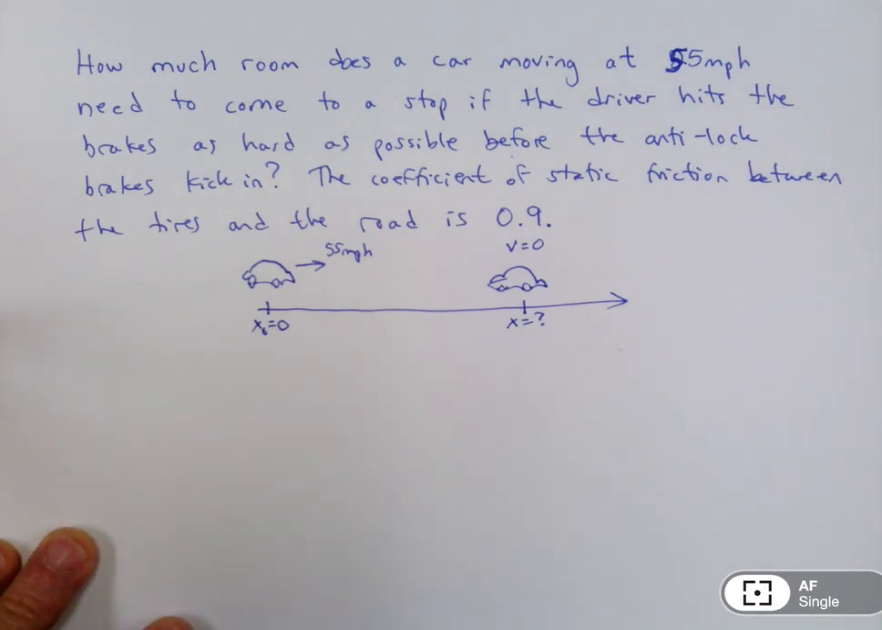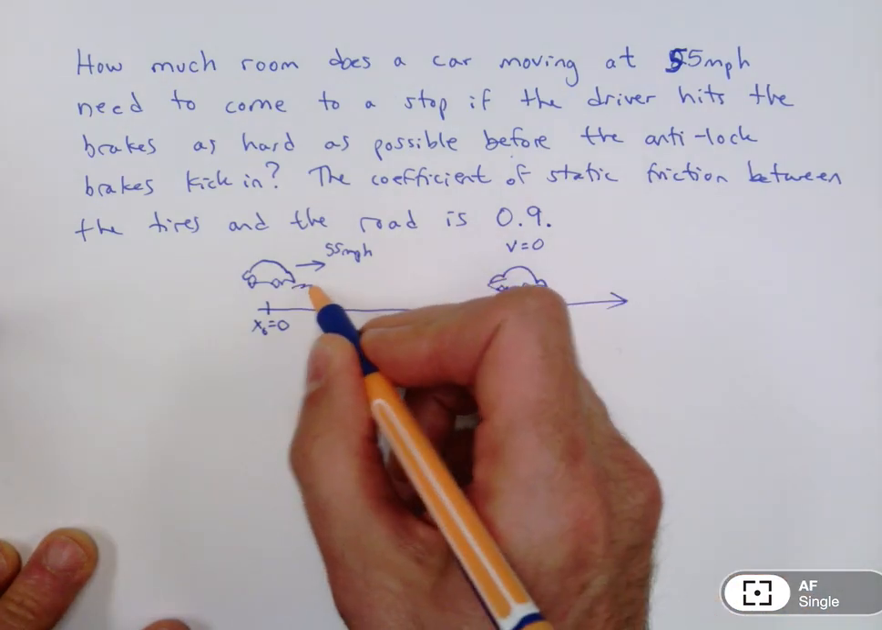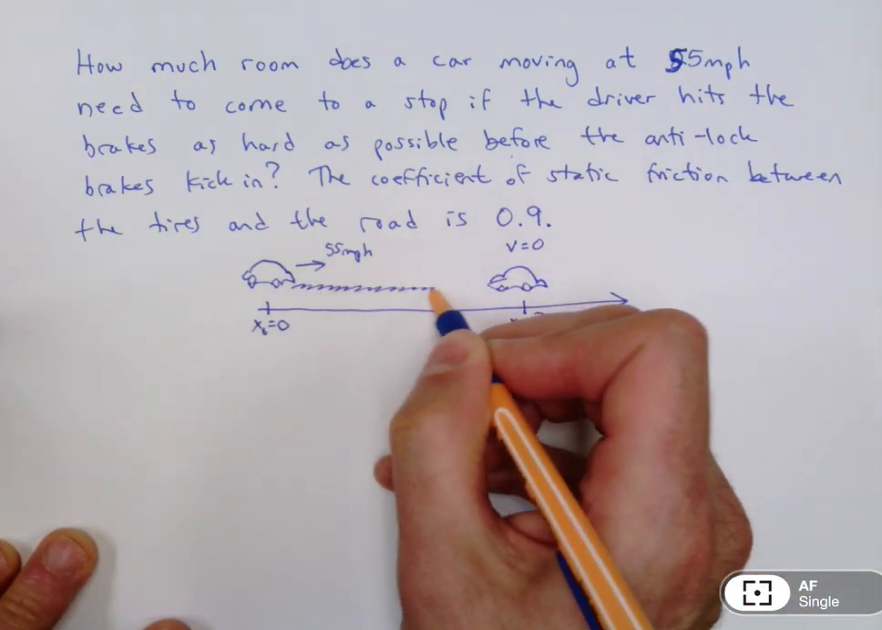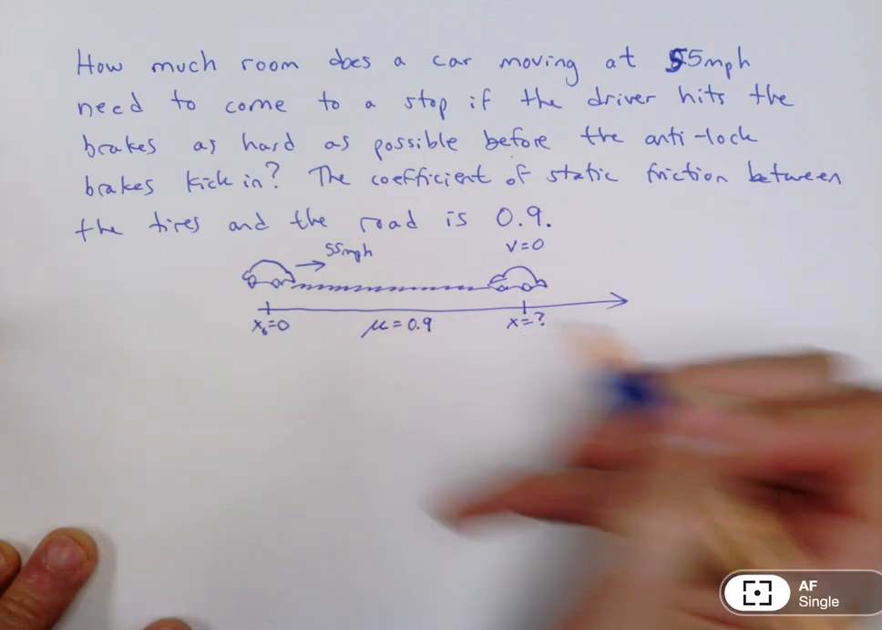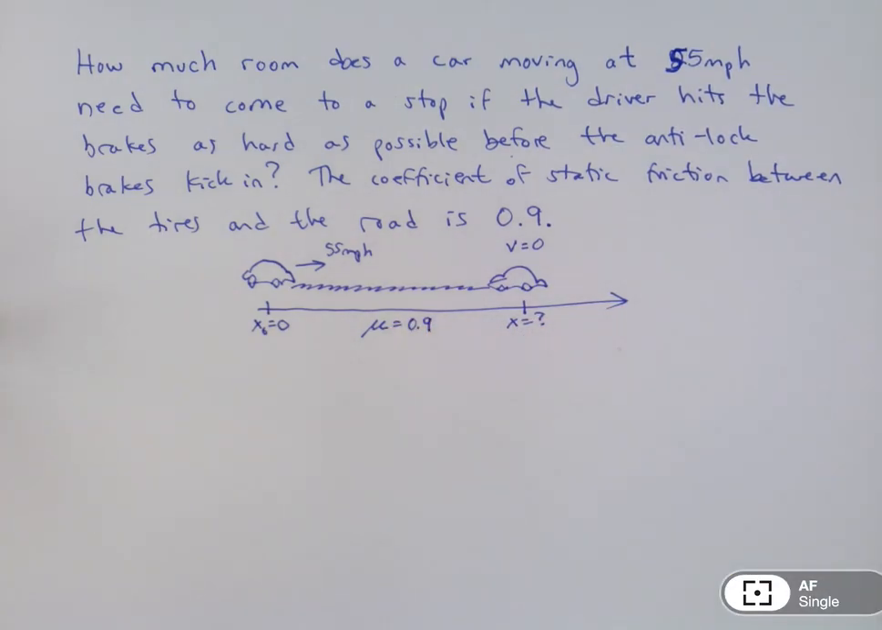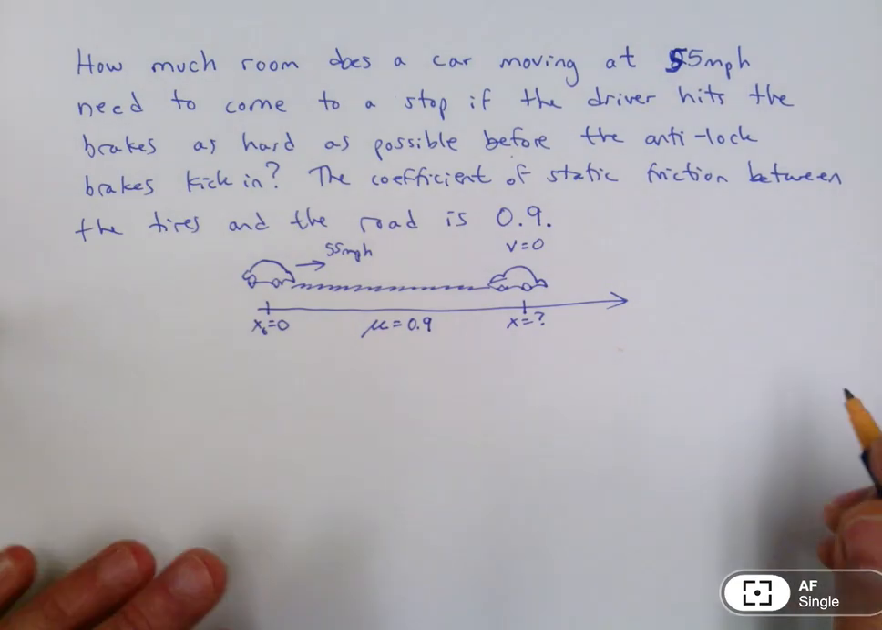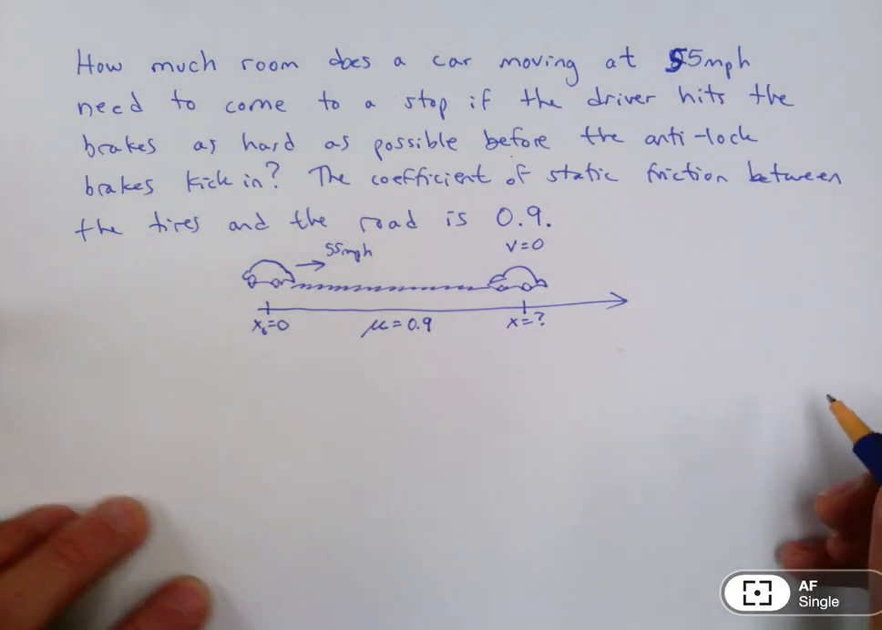We're interested in what that final position is. Other things that we know is simply that while the car is coming to a stop, the coefficient of friction is 0.9. So we don't know anything about time or acceleration. So as I said, this is basically a motion problem.